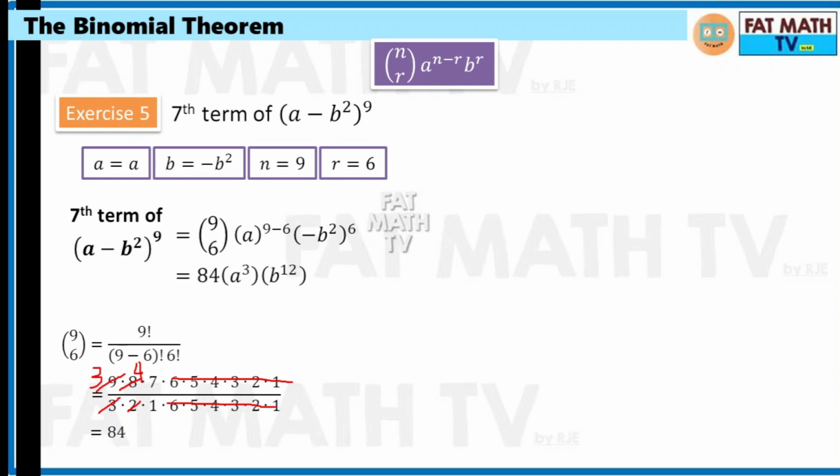A cubed, and then negative b squared raised to 6, that is positive b raised to 12. So that is 84a cubed b raised to 12. So that is using the binomial theorem in identifying the nth term of a binomial expansion.